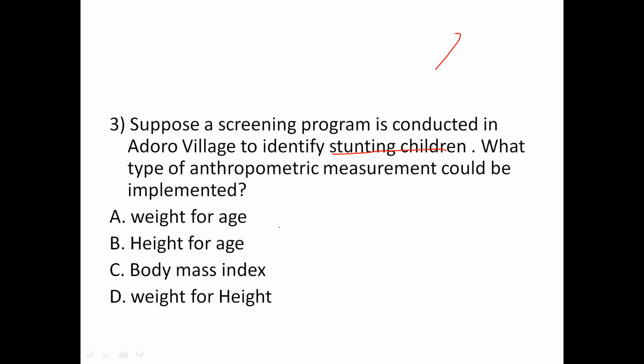So the answer: which anthropometric measurement will tell about stunting? It is height for age. Weight for age will tell us about underweight, height for age tells about stunting, and weight for height will tell us about wasting. Please remember, weight for height tells us about wasting.